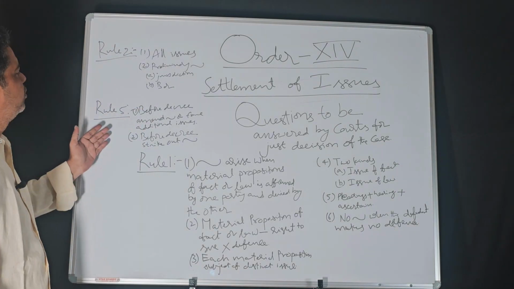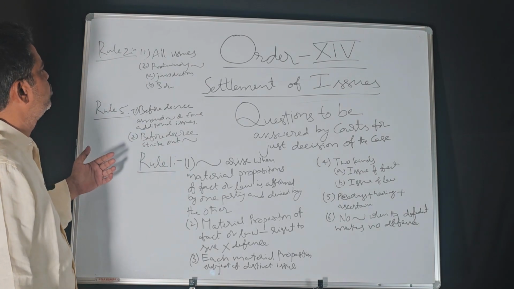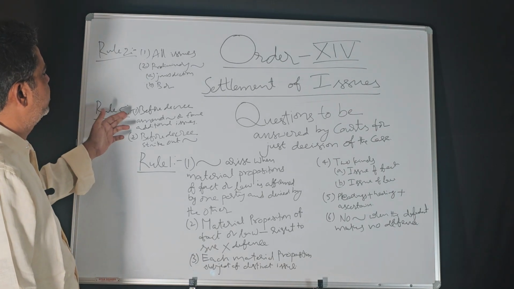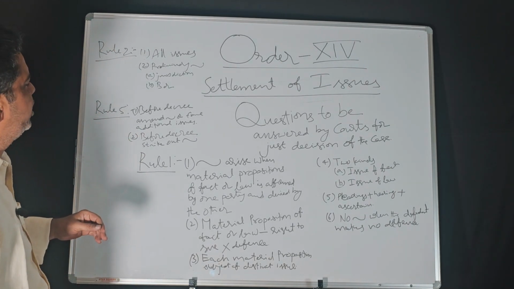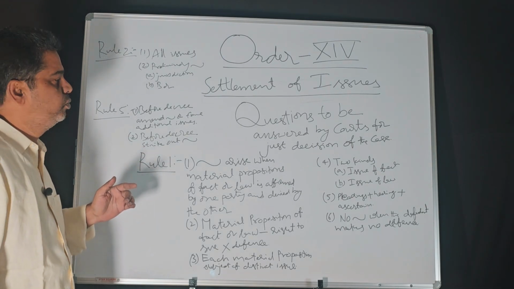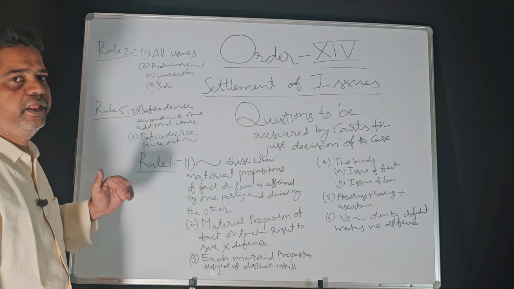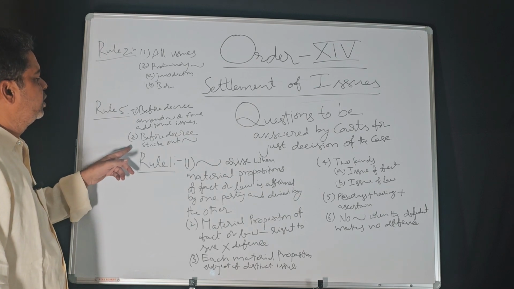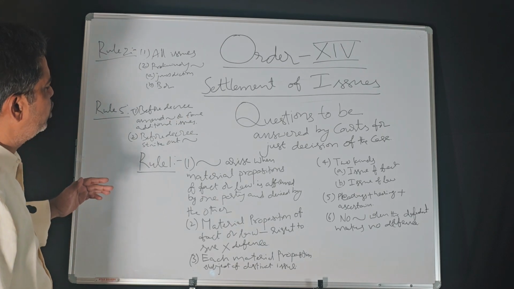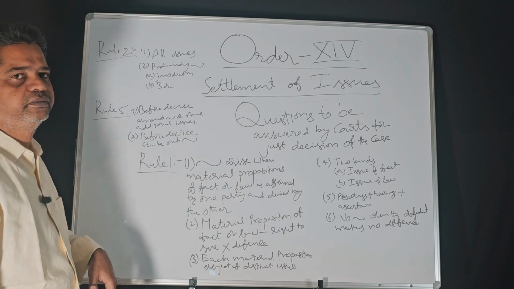Rules 3, 4, 6 and 7 are not so relevant, therefore I am going to Rule 5, my friends. Sub-rule 1 of Rule 5 of Order 14 says that before passing the decree, the court may amend any issue or frame additional issues if it is necessary for the proper adjudication of the suit. Sub-rule 2 of Rule 5 says that before passing the decree, the court may strike out any issues which were incorrectly framed.